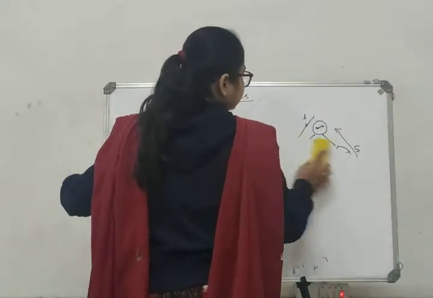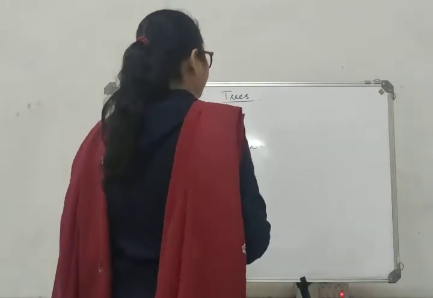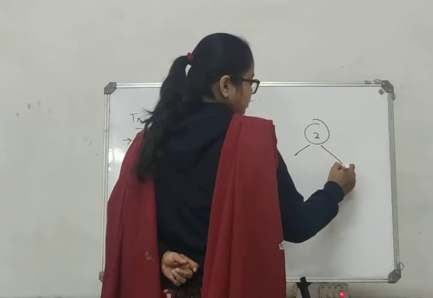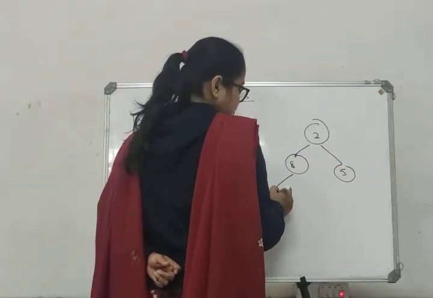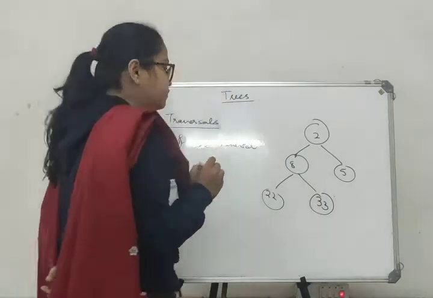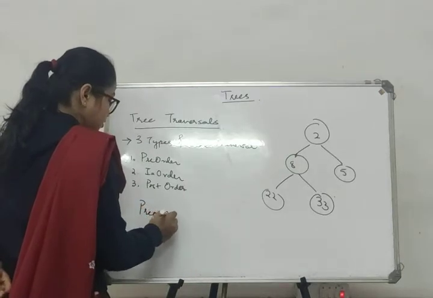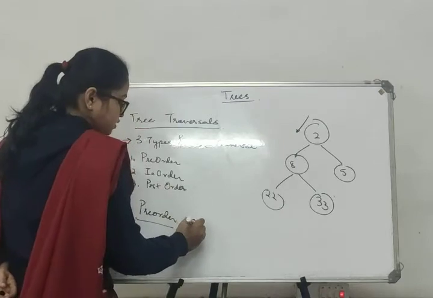Okay. So let's take an example and understand. Suppose I give data to nodes. So this is 2, this is 5, this is 8, this is 22, this is 33. So how do we visit the nodes in pre-order? What is pre-order? In pre-order, first you visit root. Okay, so 2 is printed first.